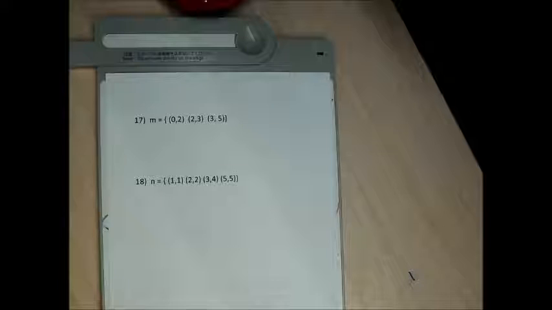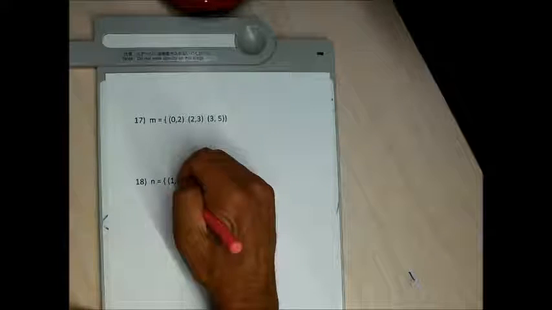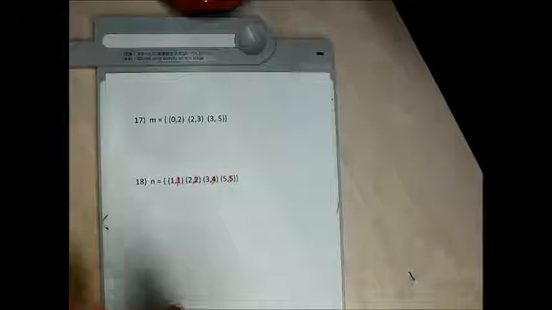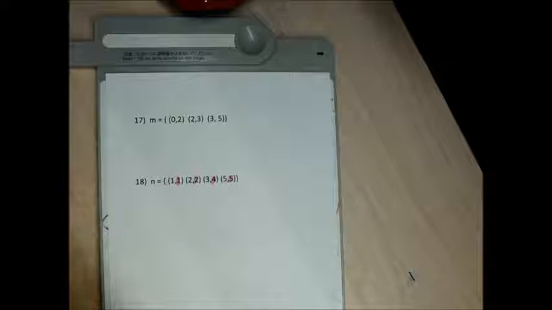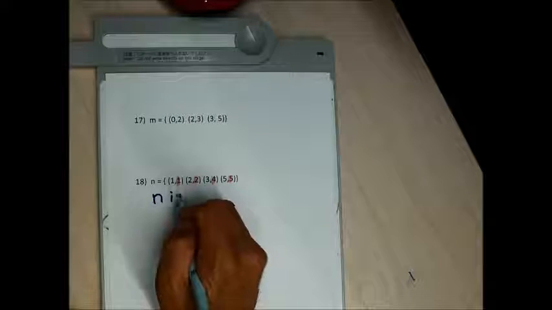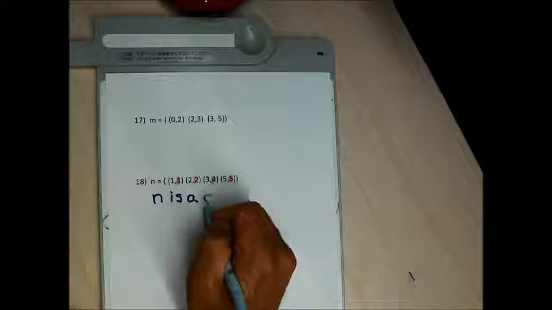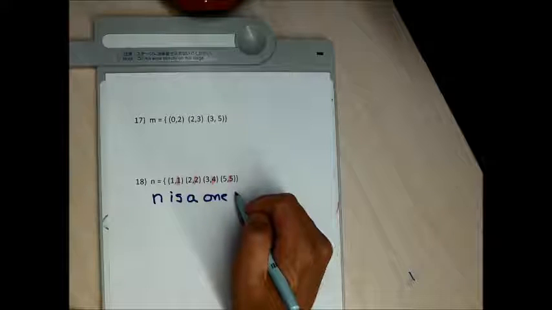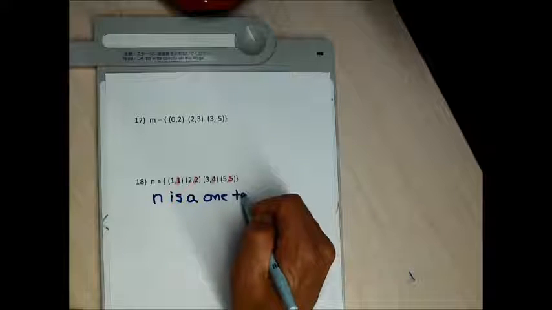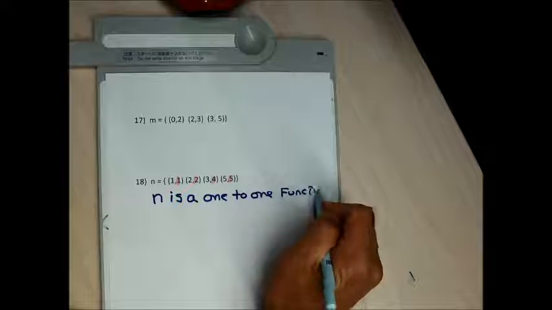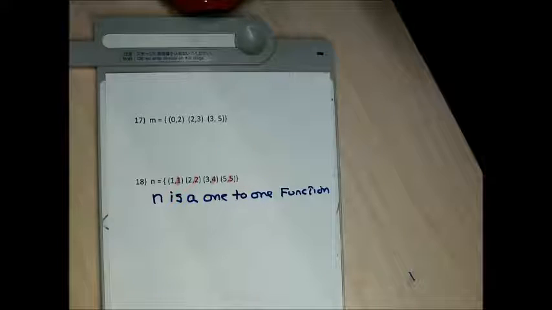Your problem 17, my problem 18. When I look to answer the first part, whether this function n is 1-to-1 or not, I look at the y's. If all the y's are different, it is 1-to-1. So the first part of my answer to 18, I'm going to say n is a 1-to-1 function. I could just say it is 1-to-1, but this is being maybe more accurate. Because it is a 1-to-1 function, I need to find its inverse.